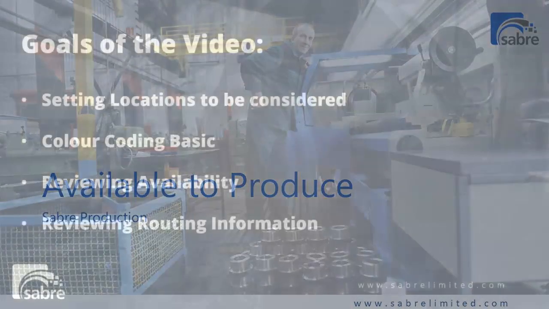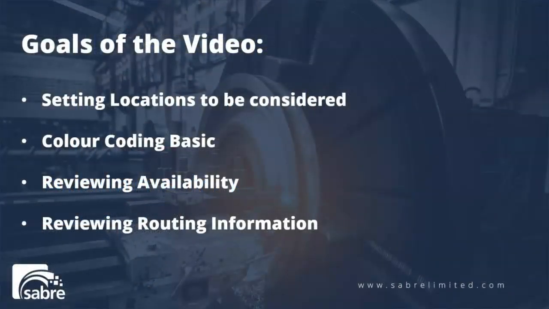So the goals of this video are going to be how do you set locations that are going to be considered when looking at available inventory? What do the color codes mean? Yellow, green, red. Reviewing availability. Again, what does that mean per location? What does that mean based on the remaining quantity of the component line versus gross demand in its entirety? And reviewing routing information.